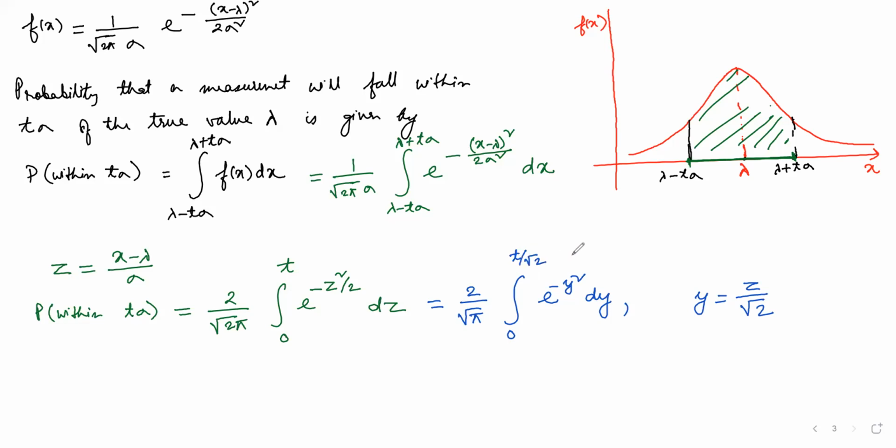So if I change the variable from z to the variable y by using this substitution, this is nothing but simple mathematics. I get this final expression. And if you look closely at this final expression, what is this? This is nothing but the error function. So this is the error function.